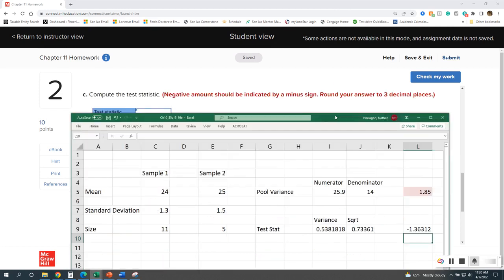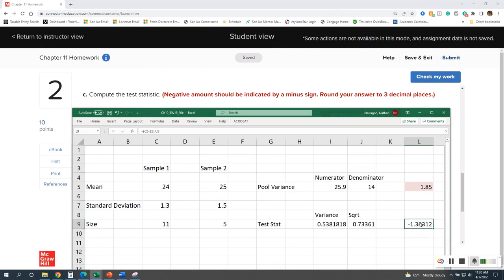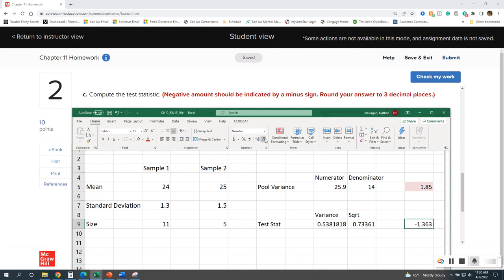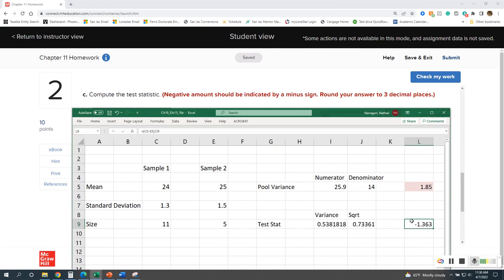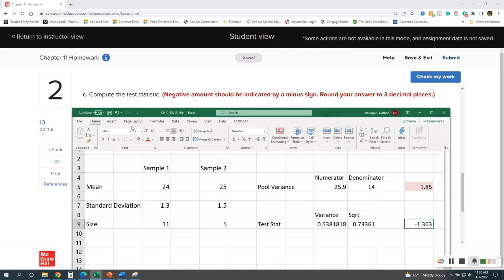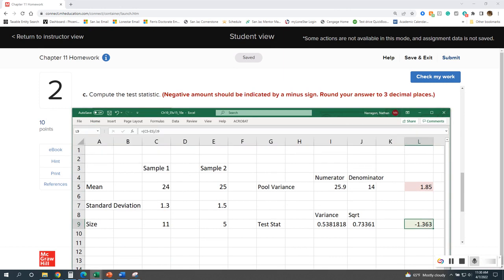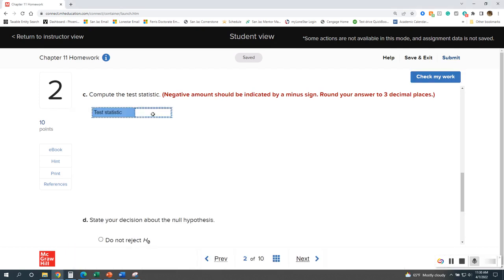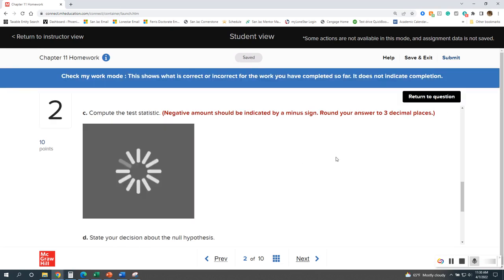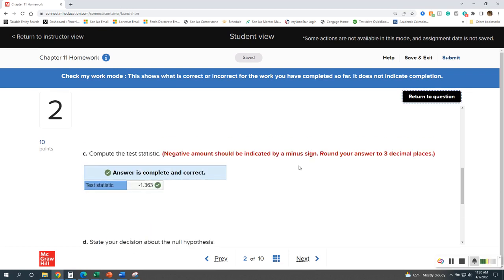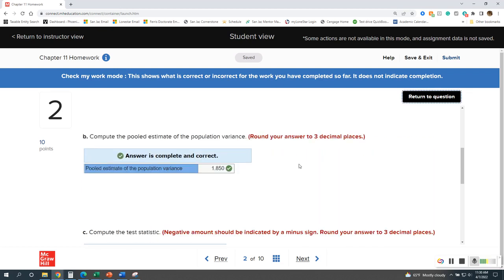Alright. So, again, it says round to 3 decimal places, so we're going to go ahead and do that by going home and reducing it to 3 decimal places. Again, I'm going to go ahead and color this light green, just so that I can see what it is. So there we go. This is negative 1.363. And there we go. So it has been calculated. We've done them both.